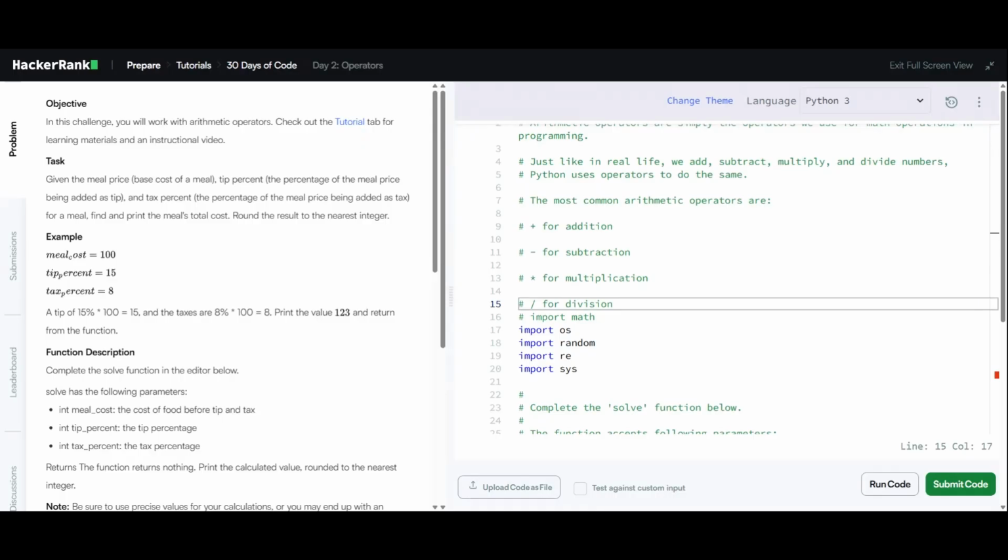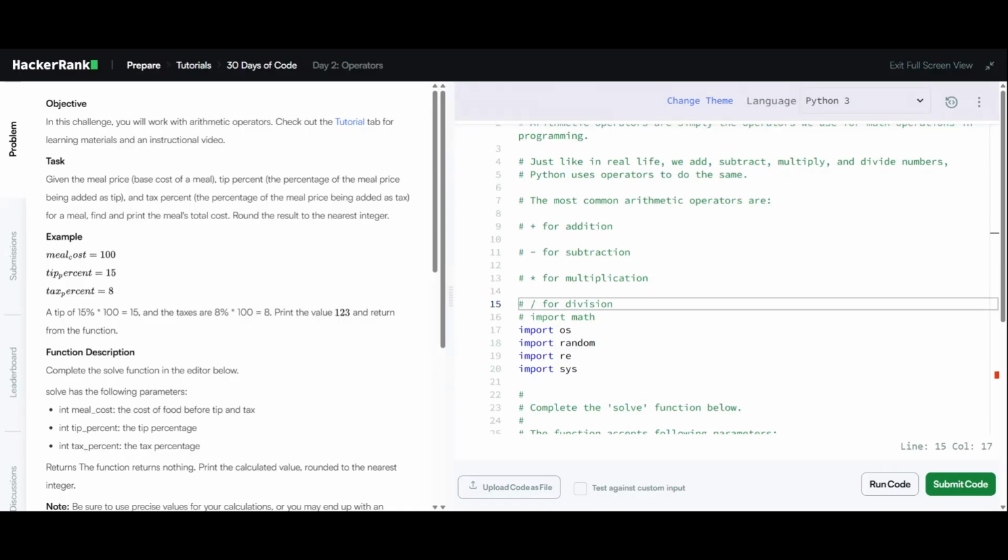Let's break the logic down step by step and try to understand slowly. First, we'll calculate the tip amount. To calculate the tip amount, we'll multiply the meal cost with the tip percentage divided by 100. And same for the tax amount. To calculate the tax amount, we'll multiply the meal cost with the tax percentage divided by 100.